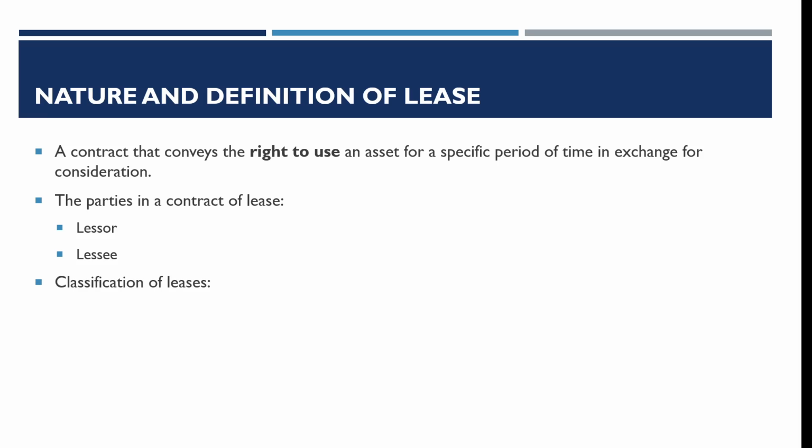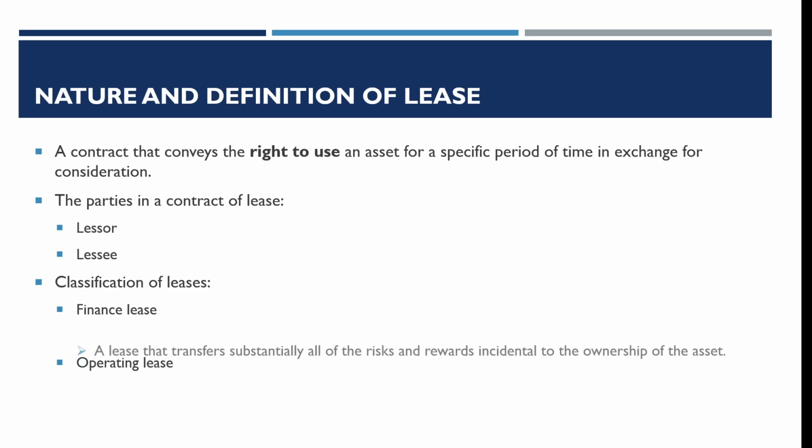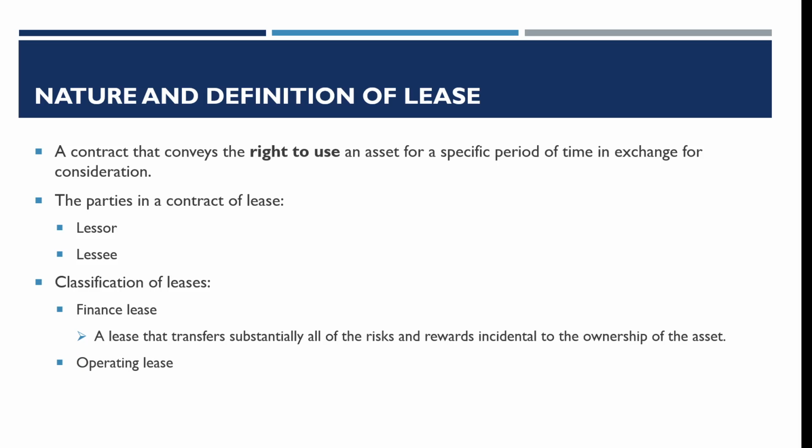What are the different classification of leases? Under IFRS 16, there are 2 classifications of leases: finance lease and operating lease. Finance lease is a lease that transfers substantially all of the risk and rewards incidental to the ownership of the asset. Si finance lease, kilala yan sa tawag na long-term lease.